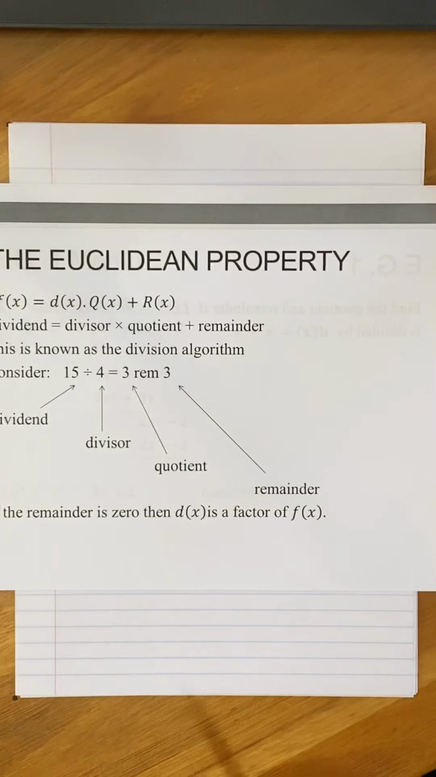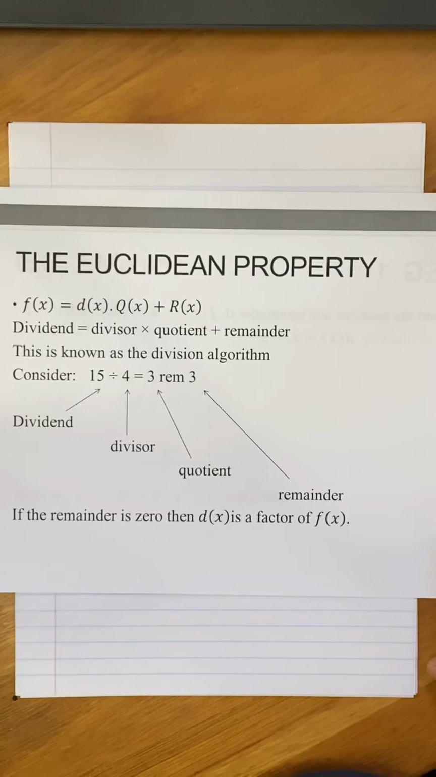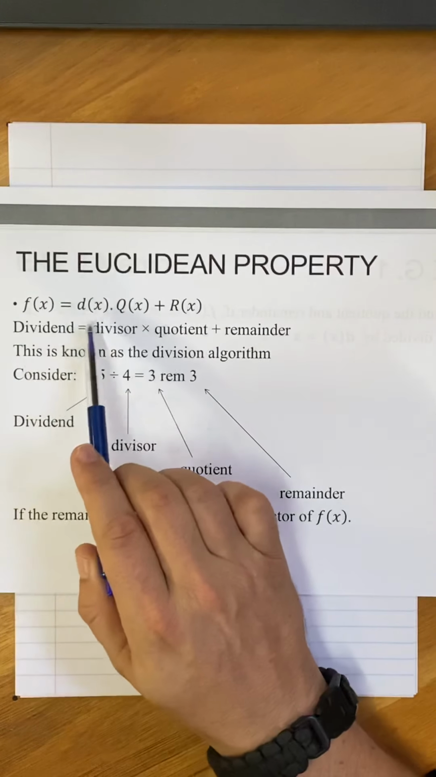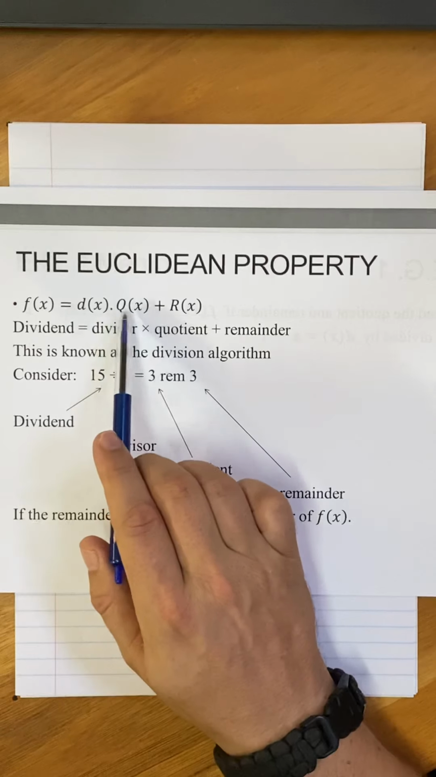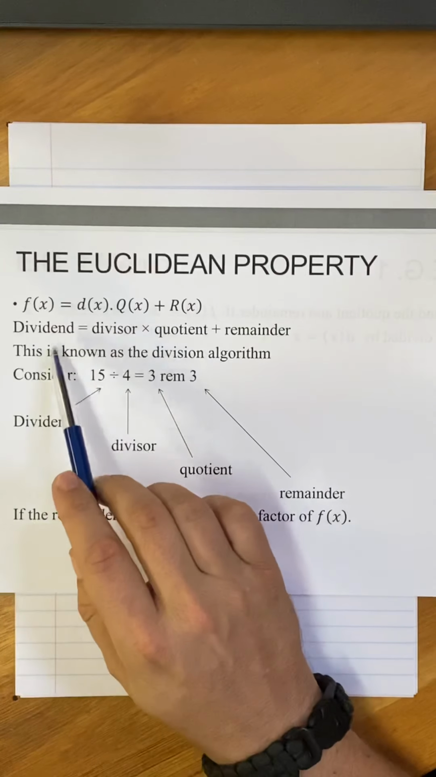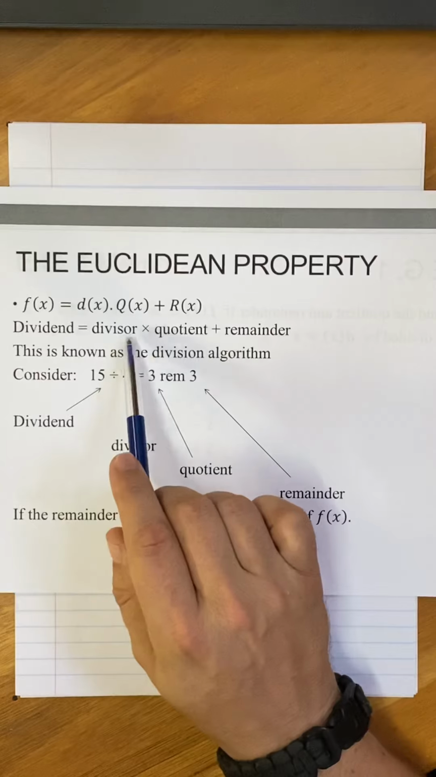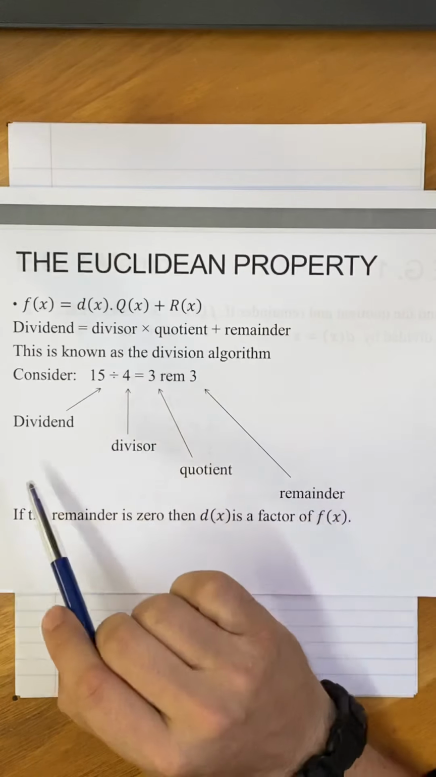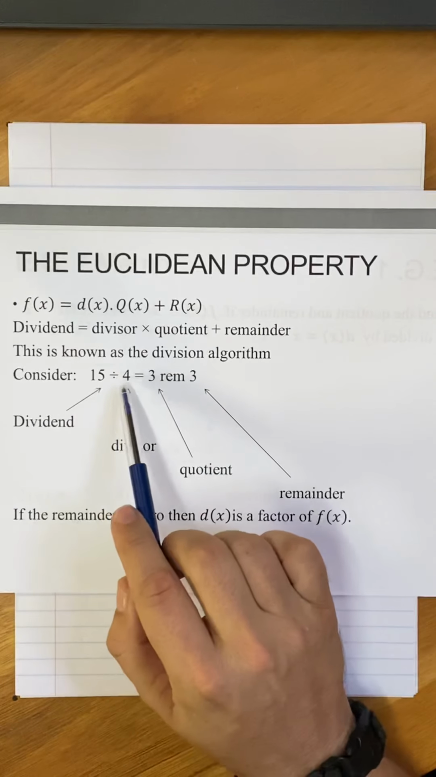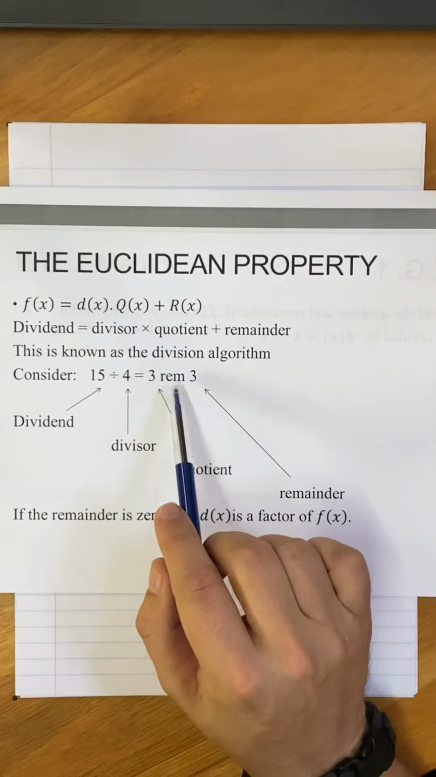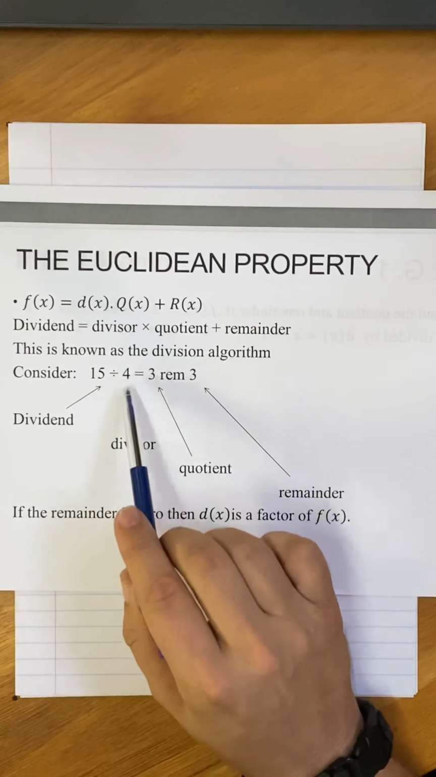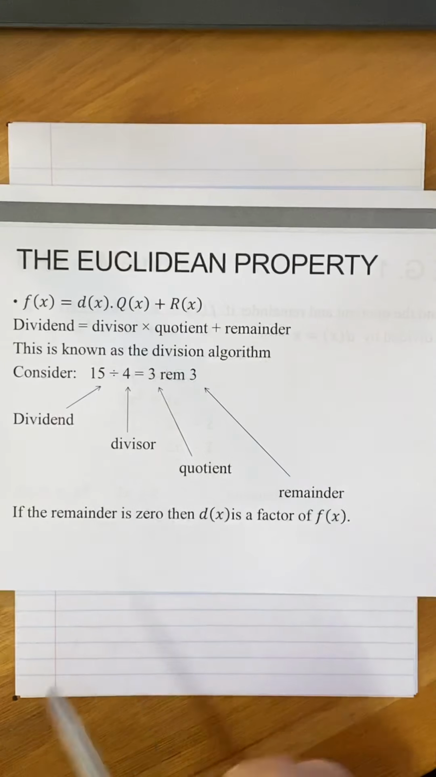Right, so the Euclidean property. All right. So the Euclidean property, f of x is equal to d of x times q of x plus r of x. All right? Dividend is equal to the divisor times the quotient plus the remainder. This is known as the division algorithm. So, for example, 15 divided by 4 is equal to 3 plus some remainder, which is 3.